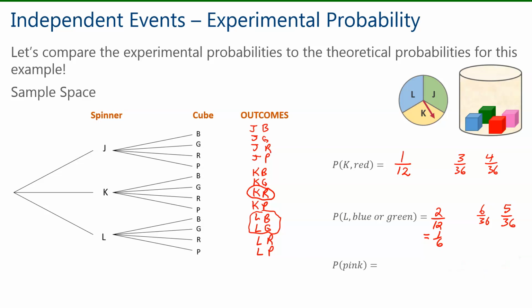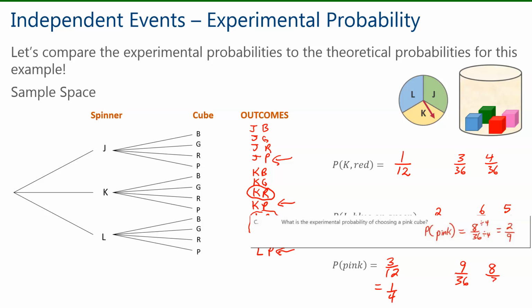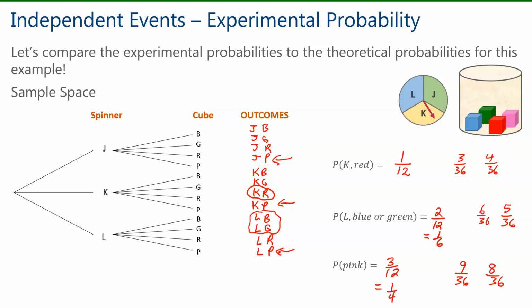And finally, the probability of pink, we have 1, 2, 3 possibilities for just pink, giving us 3 out of 12, which would reduce to 1/4. For comparison purposes, if I write that probability out of 36, I would get 9 out of 36. And if we compare that to the experimental results obtained in our table, there were actually 8 times when a pink cube was chosen out of 36. Again, pretty close. In no case did our experimental results totally agree with our theoretical, but remember, that's fine.